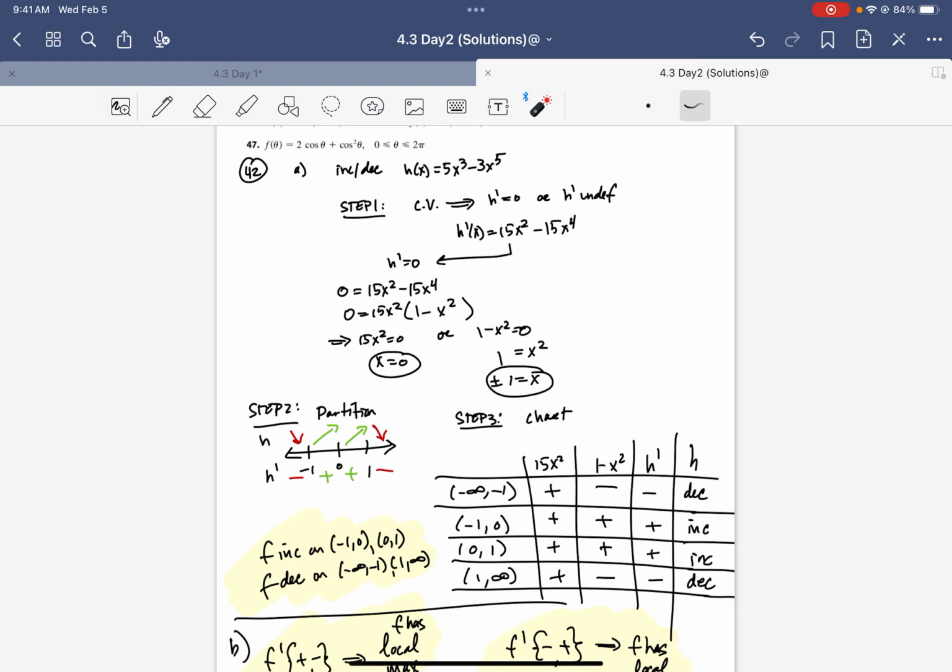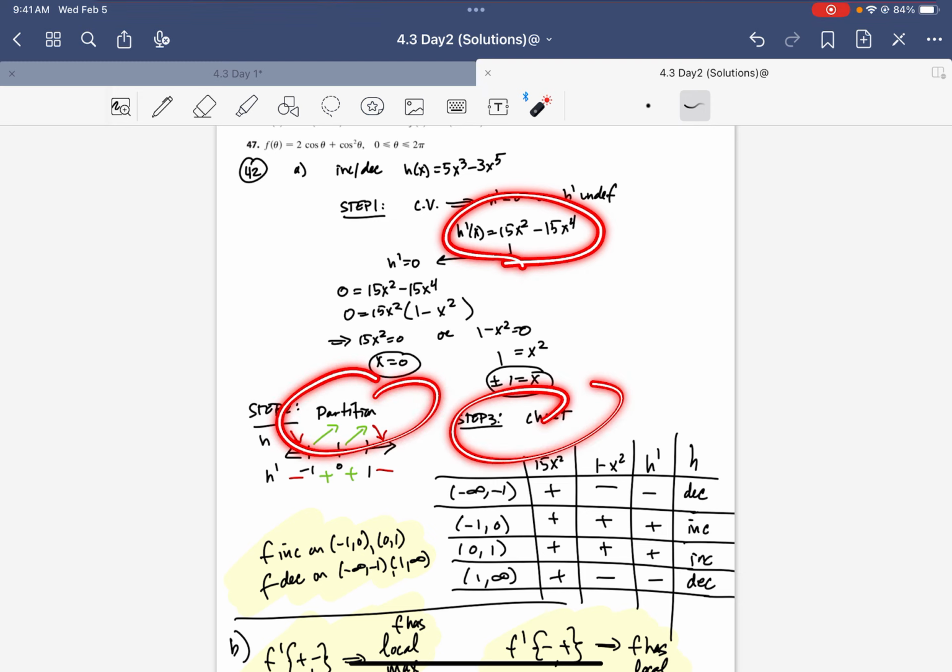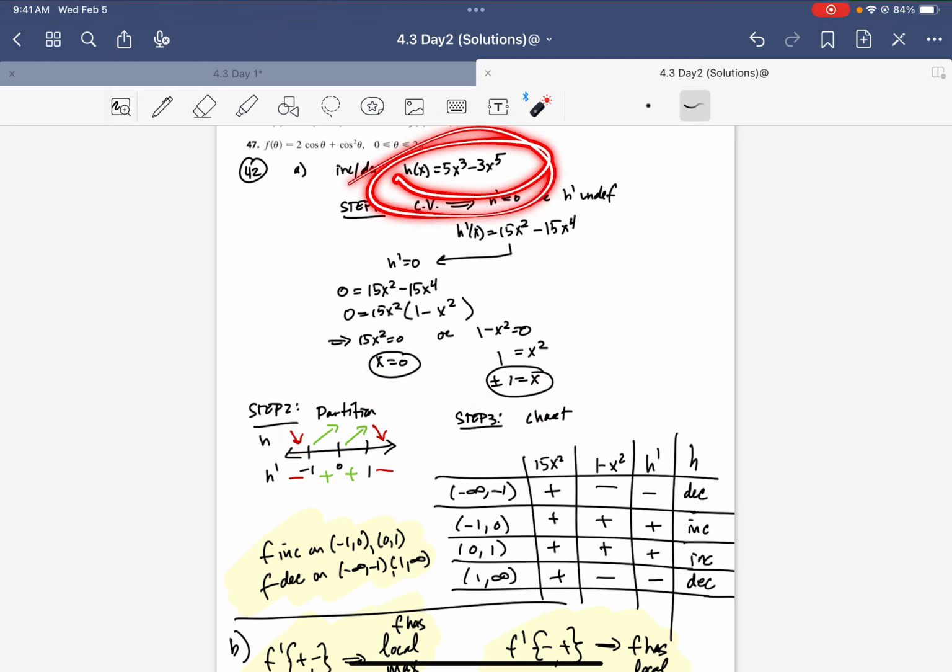You must do the thing. You must take a function on your own, take its derivative, partition and chart. You must take a function that you have not done before on your own, take the derivative, and partition and chart, yes? You can do this with a friend. You can do this by looking for more examples online, whatever you need to do. Or you can come in and see me any black day.